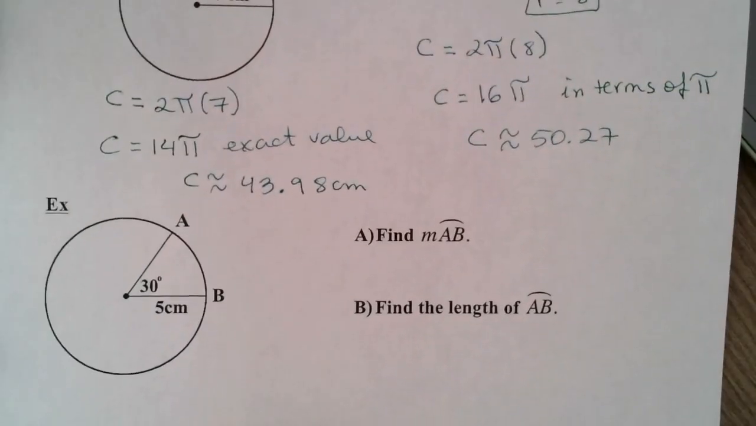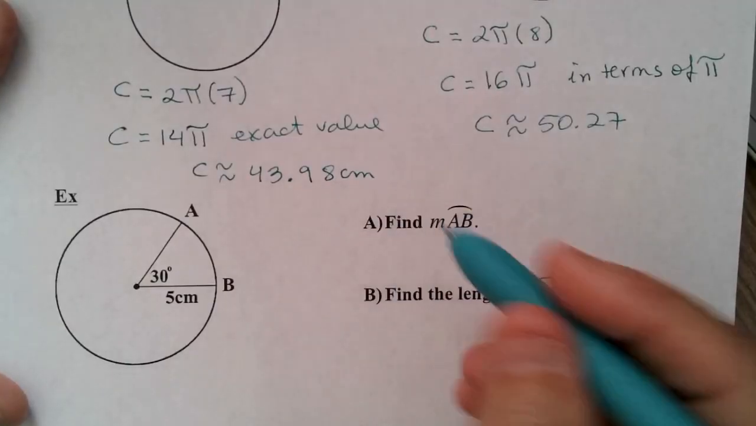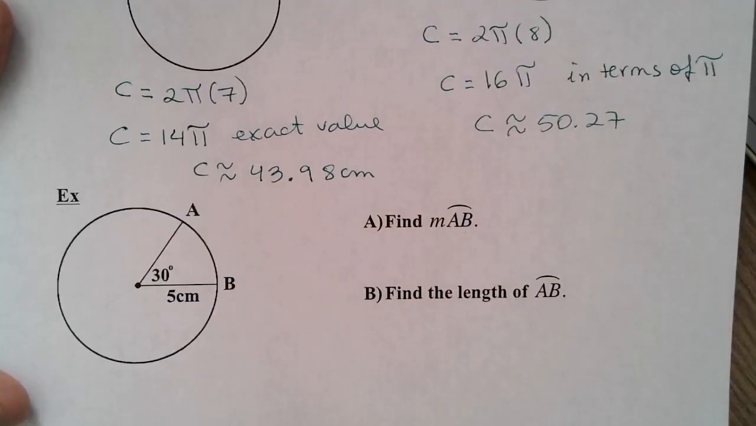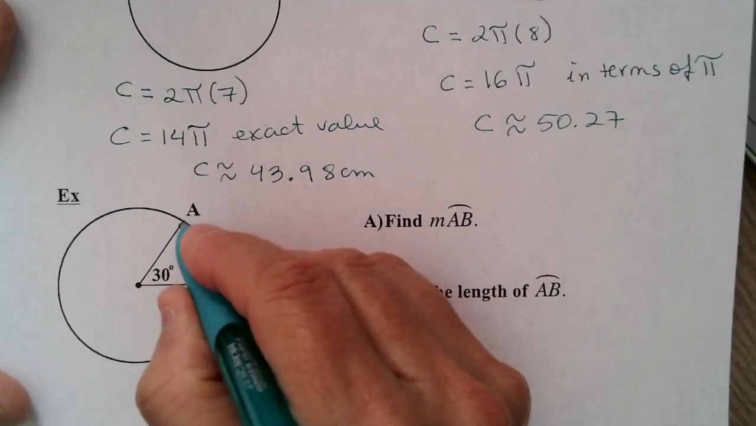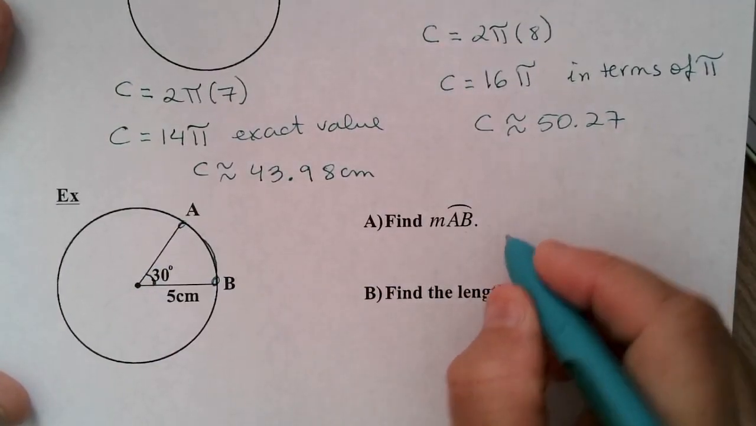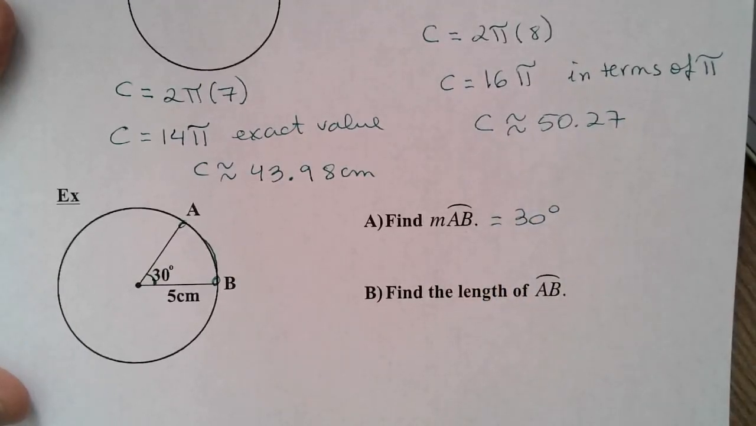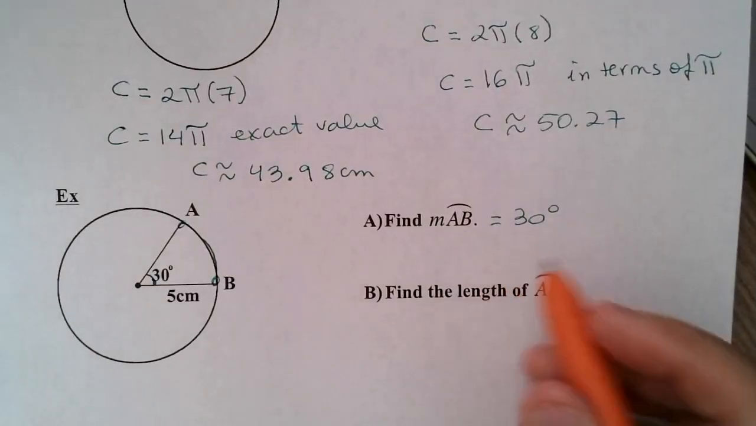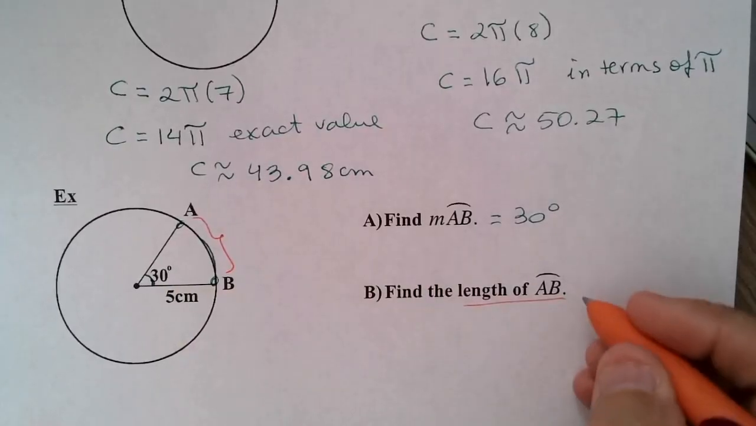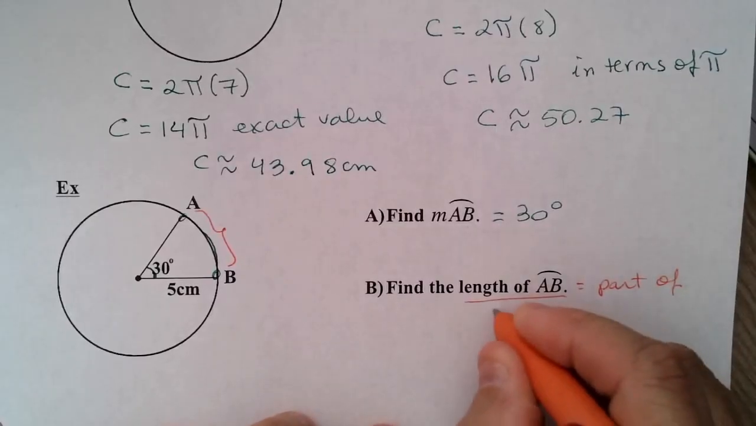All right, now this is something new. Here we know that in order for us to find the measure of arc AB, this arc, this measure is the same as the central angle. So this is equal to 30 degrees. But now I want to find the length of the arc. So I want to find this length. The length is equal to part of the circumference.